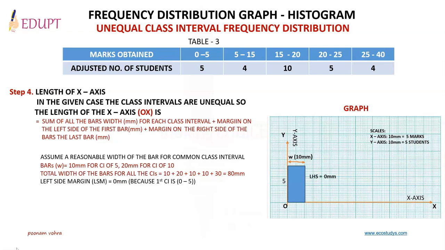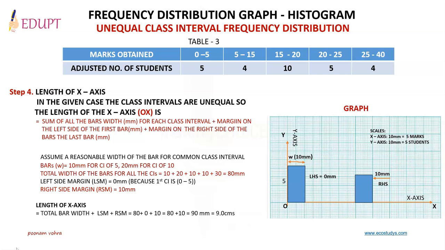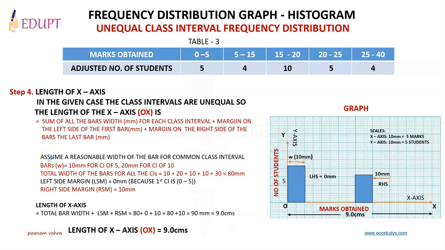Left side margin would be 0 because the first class interval is 0 to 5. Right side margin would be 10 mm. So length of x-axis would be total bar width plus left side margin plus right side margin, which is 80 plus 0 plus 10, 90 millimeters, which is 9 centimeters. So length of x-axis would be 9 centimeters, as is shown here on the graph paper.